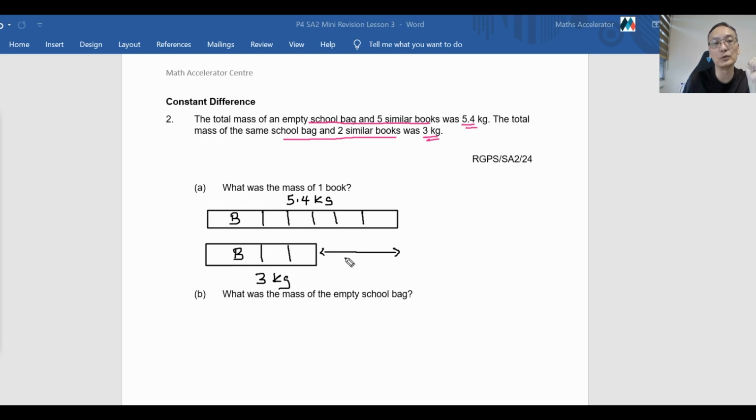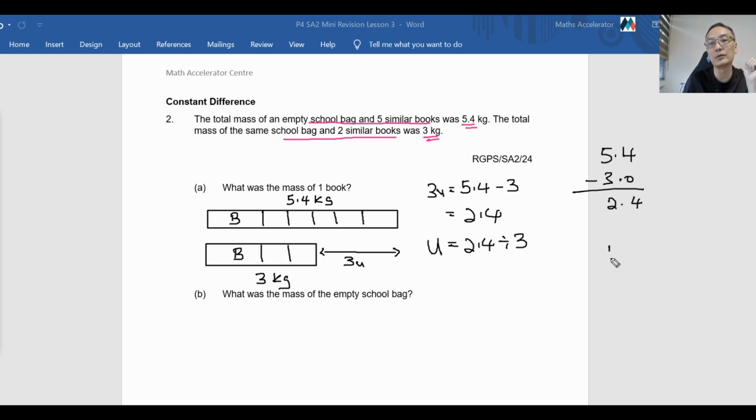So here we have 3 units. To find these 3 units, we have to find the difference of 5.4 and 3. So 5.4 minus 3 will give us 2.4. So we write down here 2.4. So next, we have to find the value of 1 unit. So 2.4 divided by 3. So carry out our division over here.